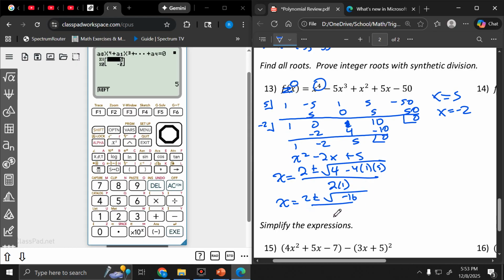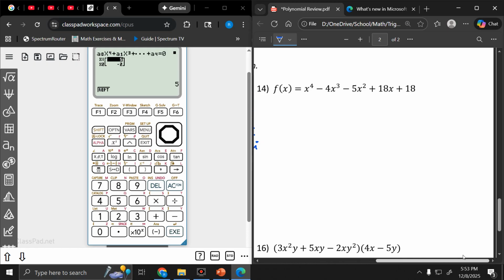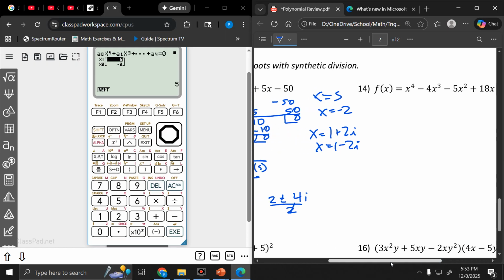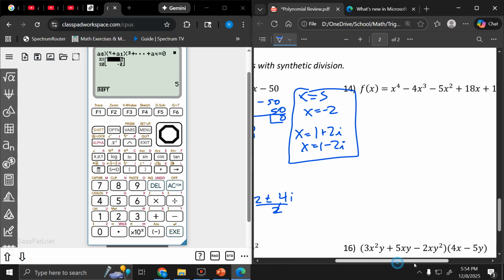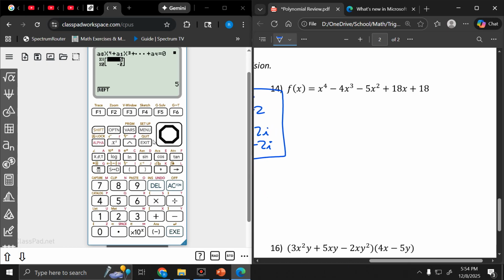That's negative 16. And the square root of negative 16 is 4i. Not root 4i, just 4i all over 2. Divide these by 2. And I get 1 plus 2i and 1 minus 2i. And to be clear, all 4 of these are the answer. Give number 14 a try.